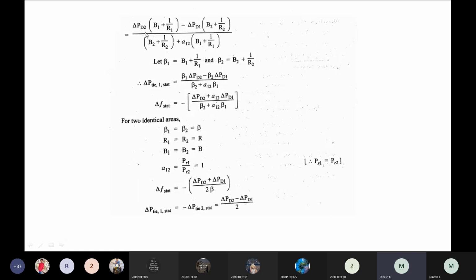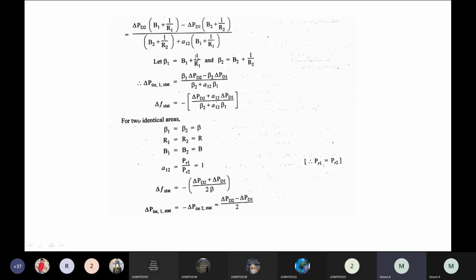ஸோ இங்கே காமன் டேர்ம்ஸ் எல்லாம் நான் குரூப் பண்ணிட்டேன். del PD2 டேர்ம்ஸ் தனியாக எடுத்துக்கிட்டேன், minus del PD1 டேர்ம்ஸ் தனியாக எடுத்துக்கிட்டேன். ஸோ B1 + 1/R1 அதே போல் டினாமினேட்டரில் B2 + 1/R2 plus A12 times B1 + 1/R1. So here I just take beta1 equal to B1 + 1/R1 for the ease of convenience. So beta1 வந்து B1 + 1/R1, அதே போல் beta2 வந்து B2 + 1/R2 எடுத்துக்கலாம்.